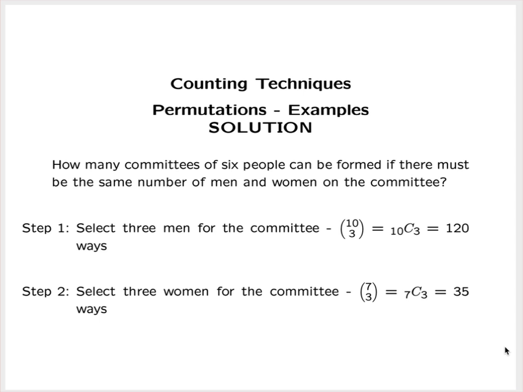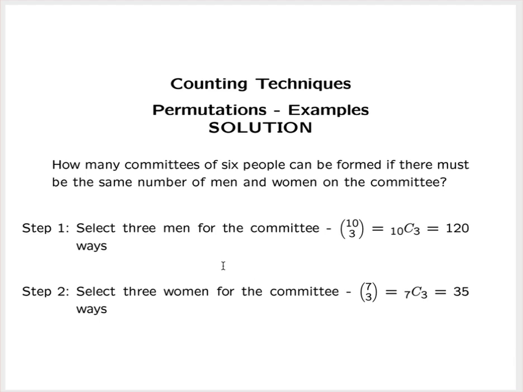Now, how many committees of 6 people can be formed if there must be the same number of men and women on the committee? So we're going to have a committee of 6 people. We've got to have the same number of men and women on the committee, so there have got to be 3 men and 3 women. And so we can think about the process or procedure of constructing such a committee. We can break this down into a 2-step process. Select 3 men for the committee, and then select 3 women for the committee.